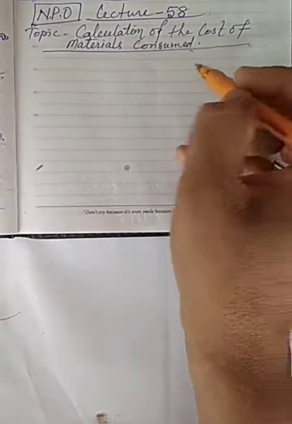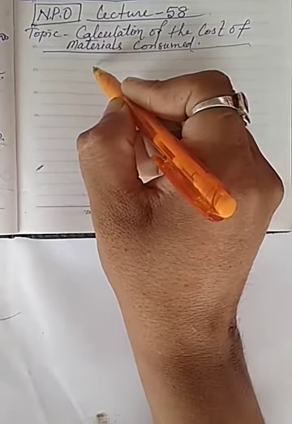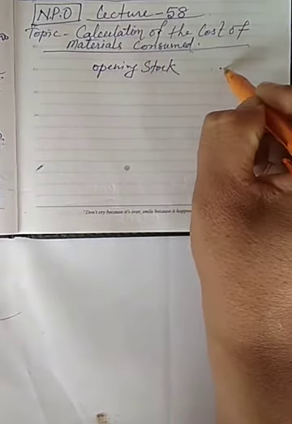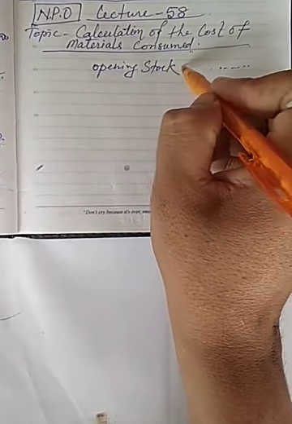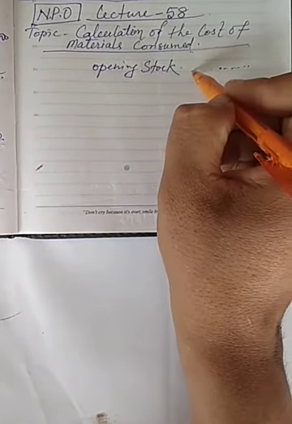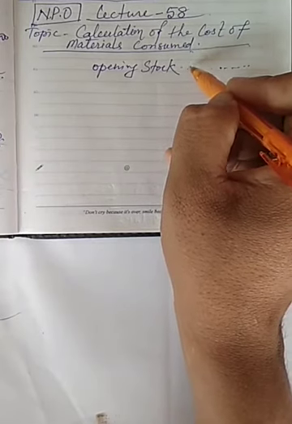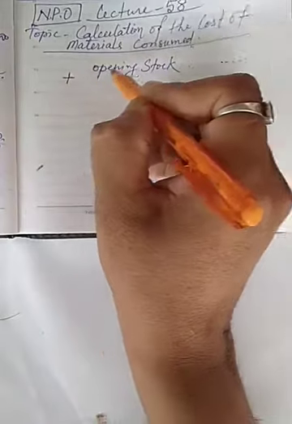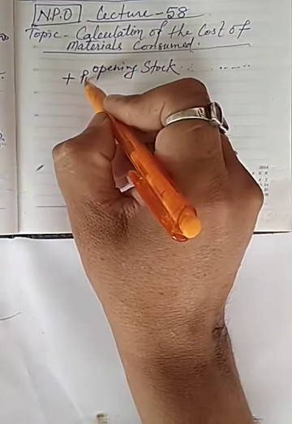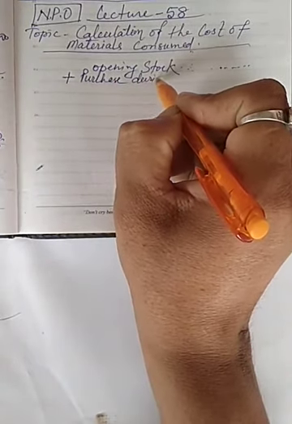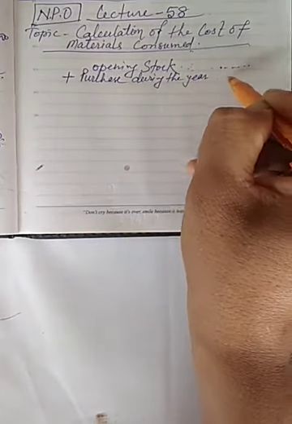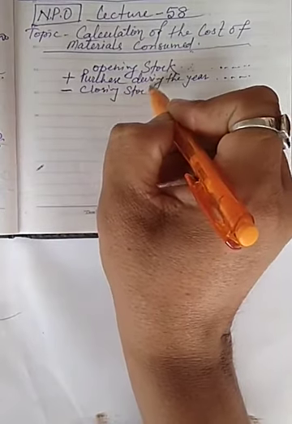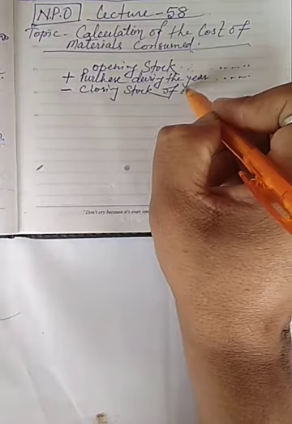We can calculate. First, we will write opening stock of goods, opening stock of material consumed, opening stock of postage or stationery or sport material, medicine, etc. Then I will add purchase during the year and less closing stock of material.